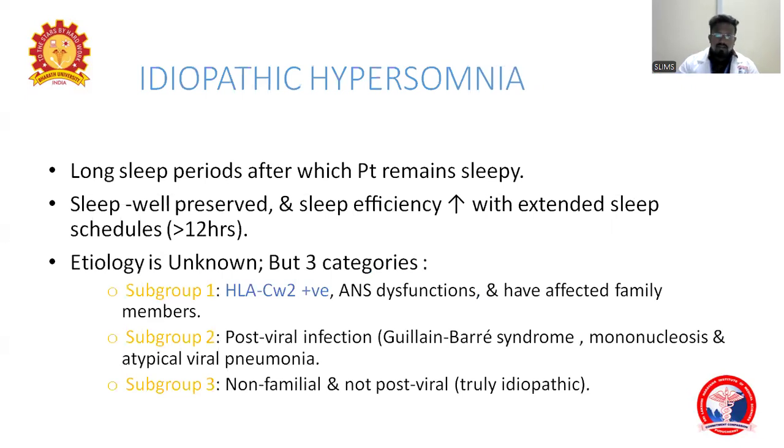Another is idiopathic hypersomnia. There are long sleep periods, yet the patient remains sleepy. The sleep is well preserved and sleep efficiency is increased, with extended sleep schedules of more than 12 hours. Etiology is unknown, but the categories are: subgroup 1, HLA Cw1 positive with ANS dysfunction and affected family; subgroup 2, post-viral infection like Guillain-Barré syndrome, mononucleosis, atypical viral pneumonia; and subgroup 3, non-familial and non-post-viral, truly idiopathic in nature.